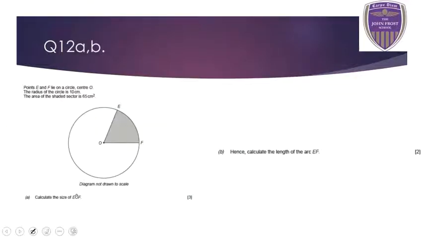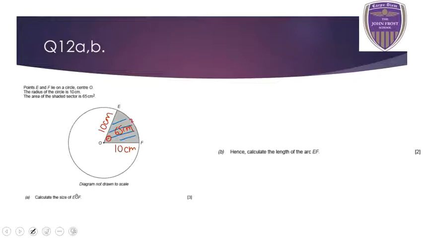Question 12a and b. Okay, we've got a circle and we can see there's a sector as part of our circle. So what does it tell us? The radius of the circle is 10 centimeters. So that would be 10. This would be 10. The area of the shaded sector is 65 centimeters squared. So we know the area is 65 centimeters squared. Calculate the size of angle EOF. Okay, EOF is that angle there. I'm going to call it theta.